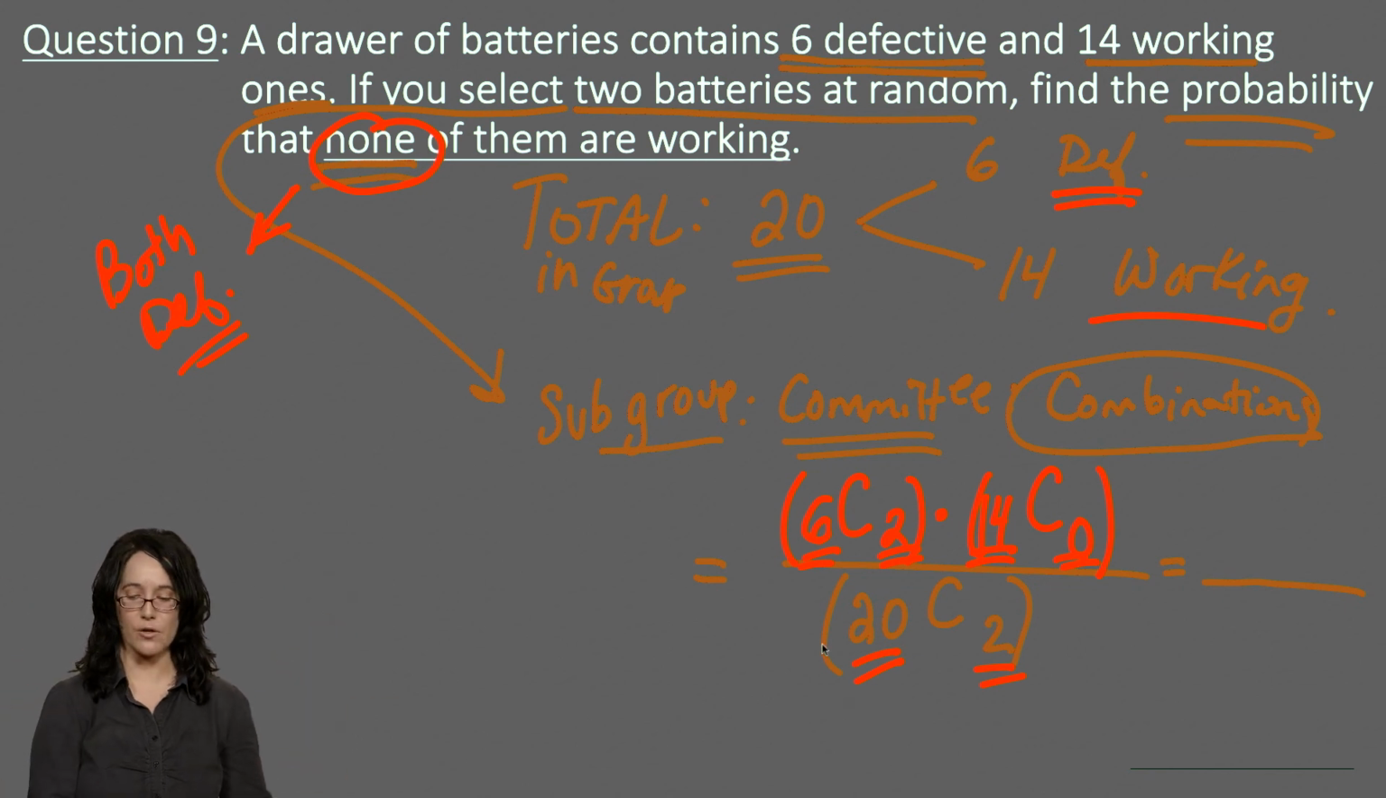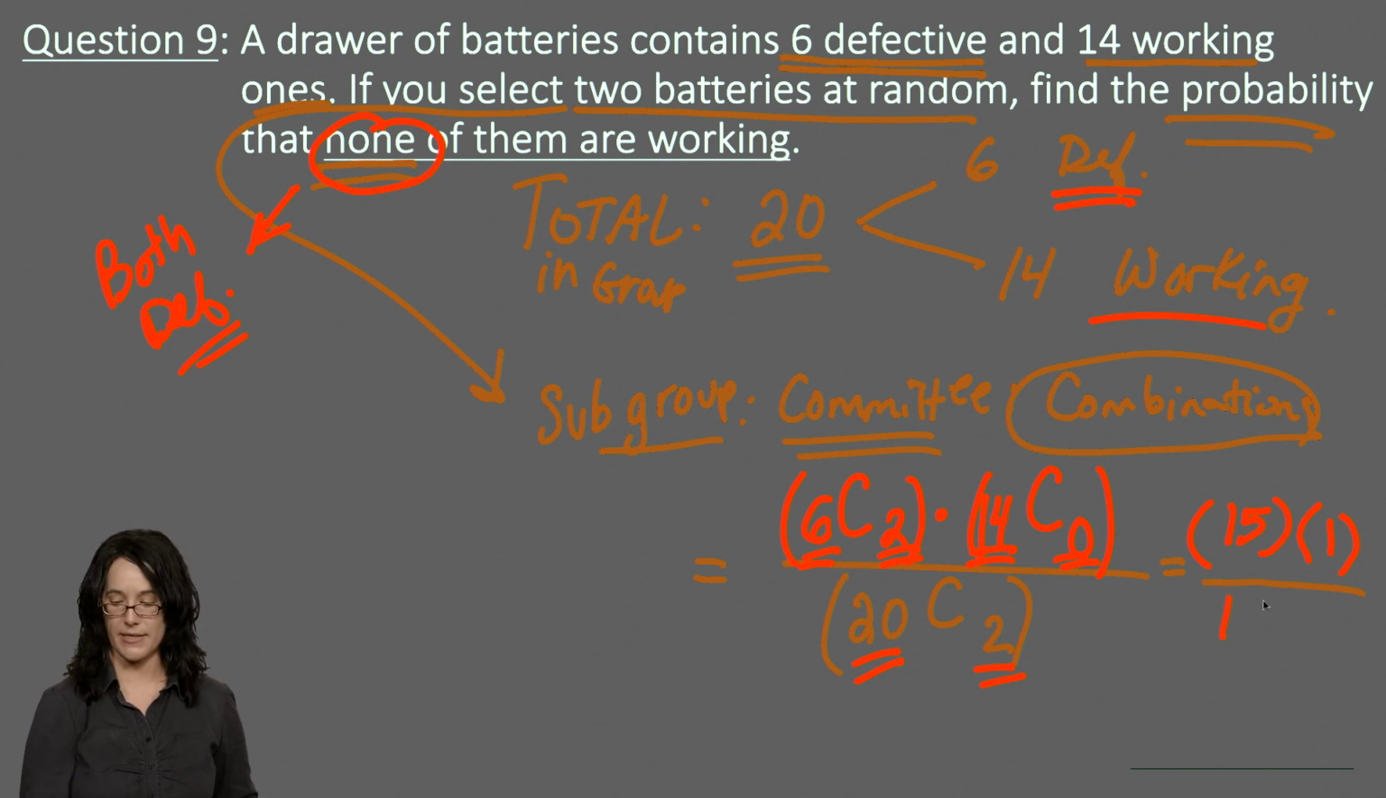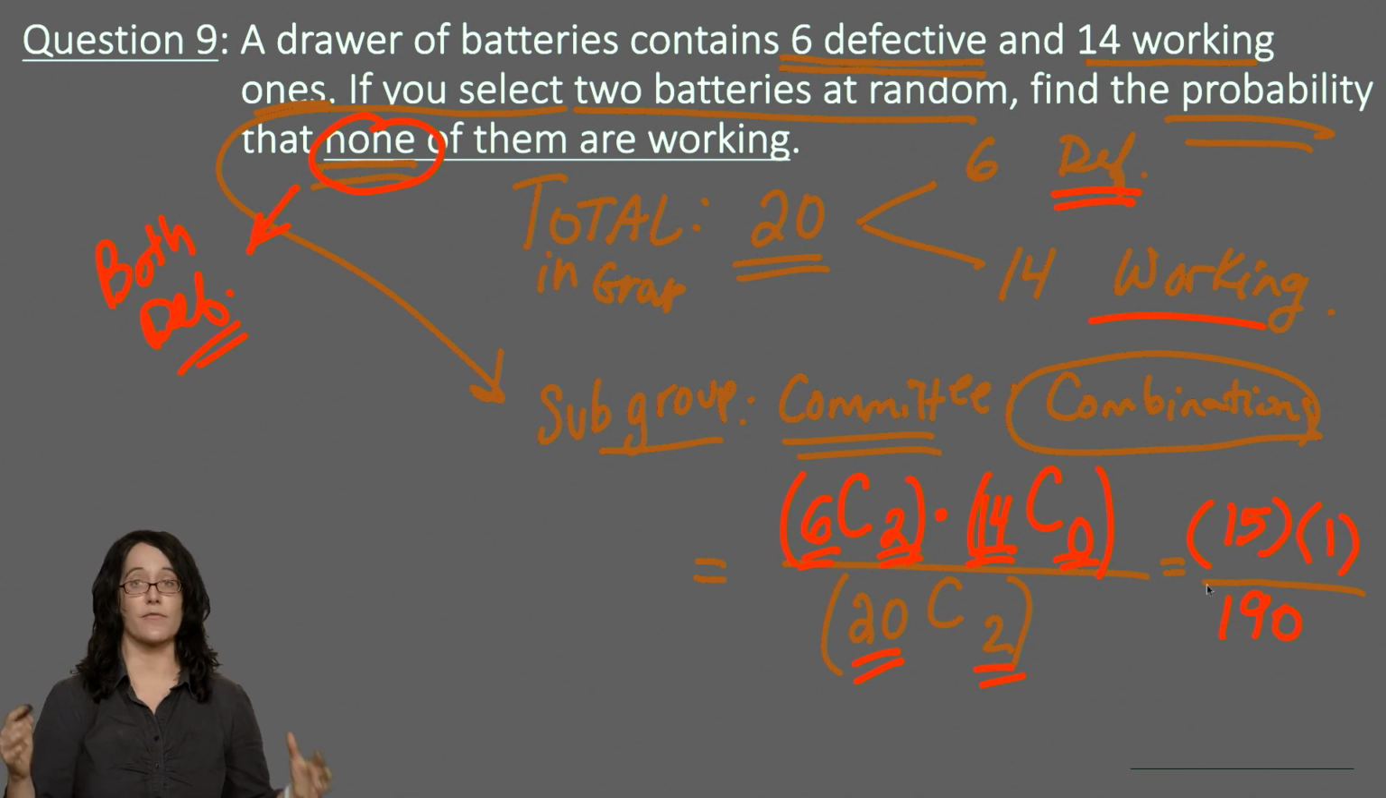Same thing. Okay, so when I do the math here, using technology or the formula that you learned, you're going to get 15 when you do 6 combination 2. You only have one way to choose nothing, so 14 combination 0 is 1. And then there are 190 ways that you can choose 2 items from 20, okay? Again, this is the formula for combinations. Look in your notes in the previous videos, or you could use technology. And when you reduce 15 out of 190, you get 3 out of 38, or roughly 8%.